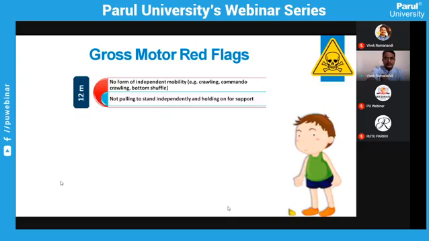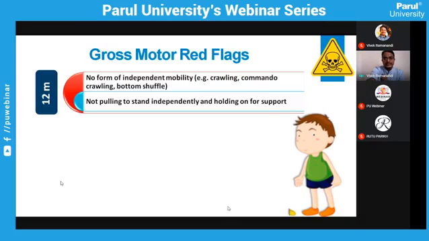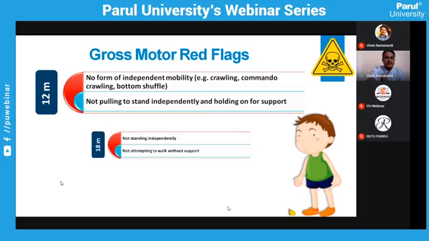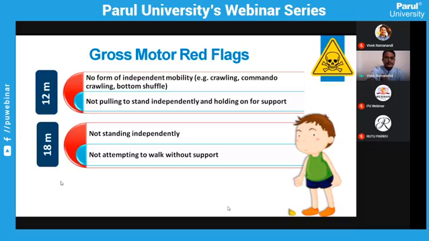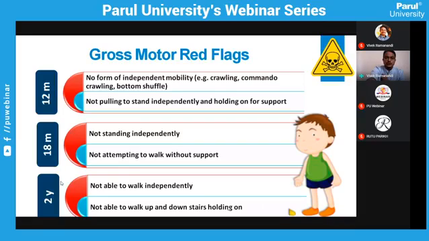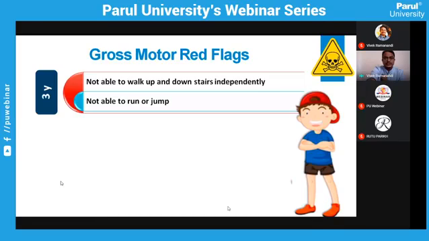During the phase of 9 to 12 months, there is no independent mobility such as crawling, commando crawling, or bottom shuffling. The child is not pulling to stand independently and holding on for support. During 18 months, the child is not standing independently and not attempting to walk without support. Up to 2 years, not able to walk independently, not able to walk up and down stairs holding on to side support or rail. And up to 3 years, if the child is not able to walk up and down stairs independently, not able to run or jump.